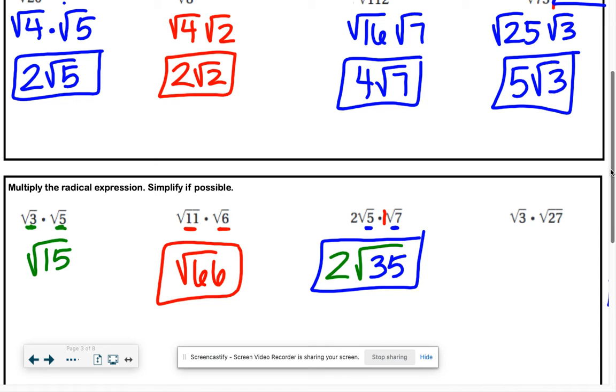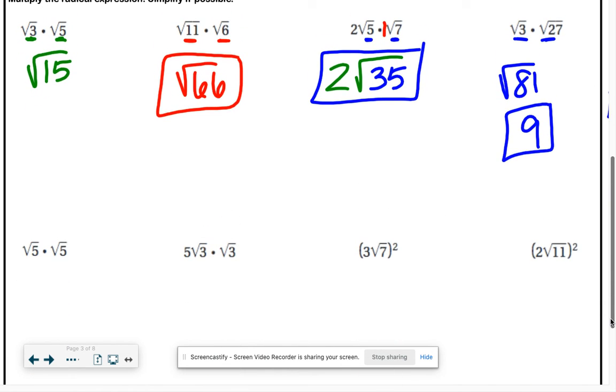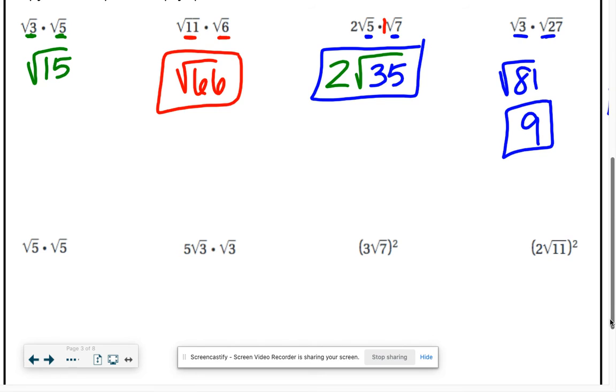What's 3 times 27? 81. Do you know what the square root of 81 is? 9. Okay, what's 5 times 5? 25. Do we know what the square root of 25 is? 5. Good job. That's not so bad.